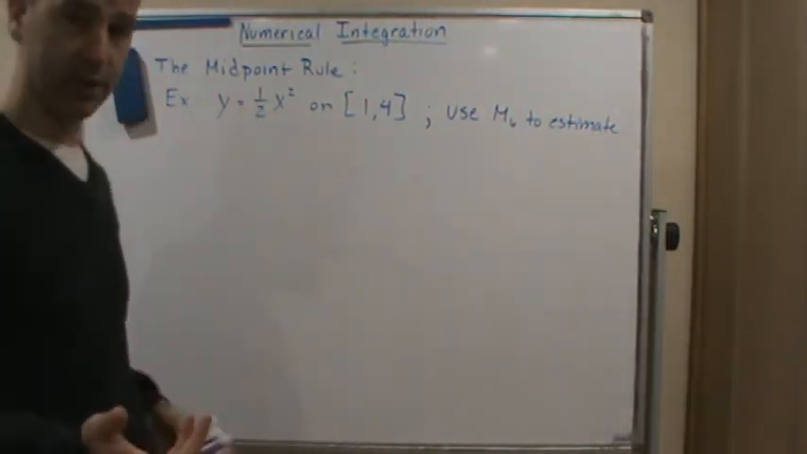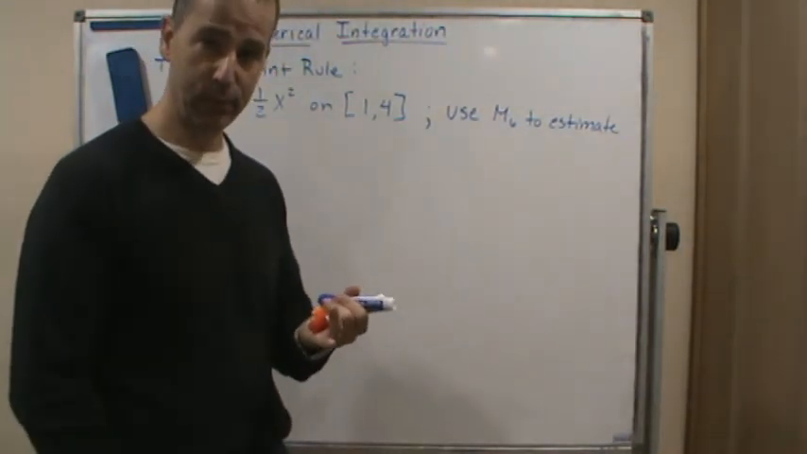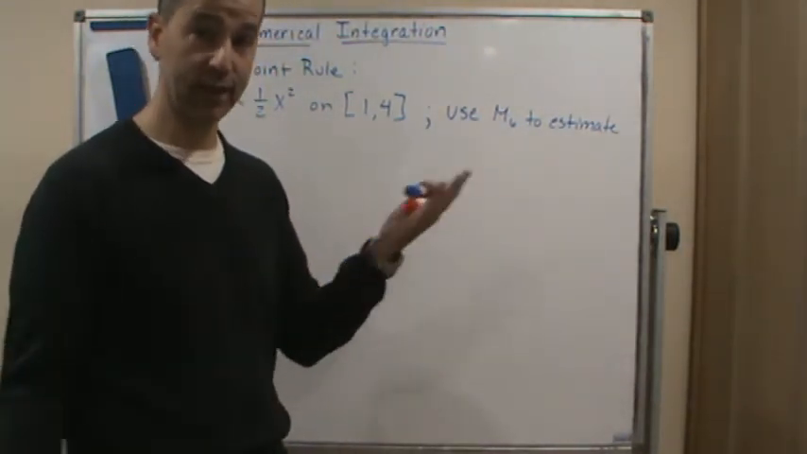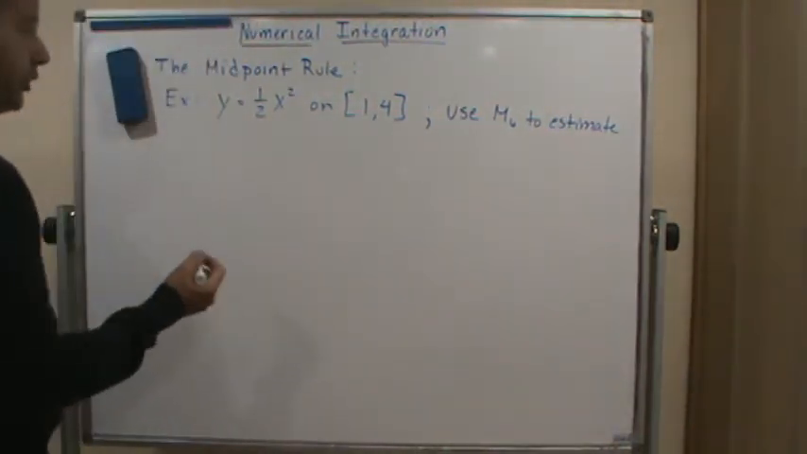Okay, so again, first thing we need to do is figure out delta x, and then we need to find our midpoints, and then we just plug and chug. That's really it. This is very straightforward, easy to do.